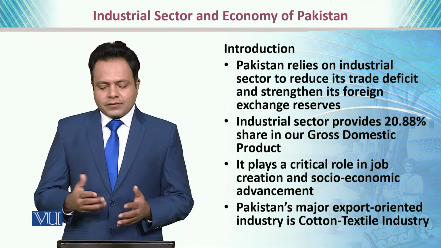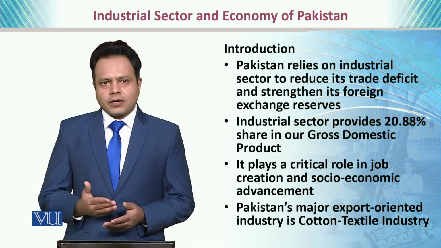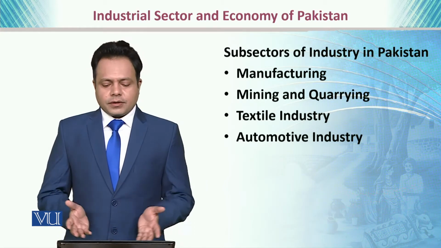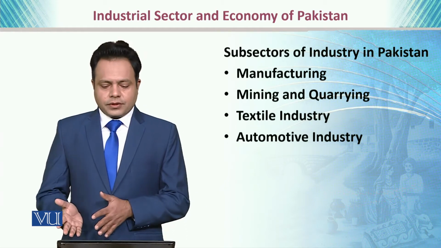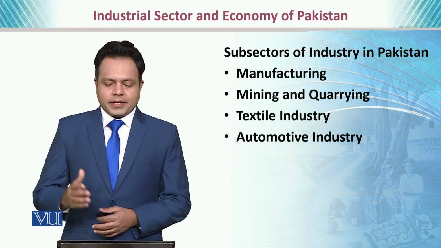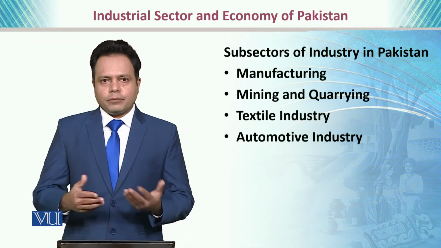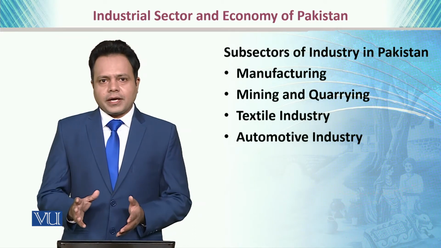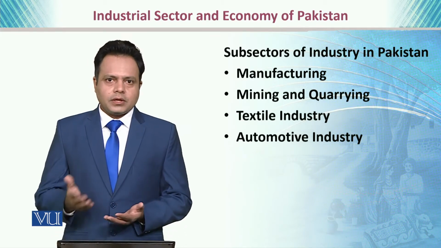Pakistan's major export-oriented industry relies on the cotton textile industry as well, and the major subsectors of the industry in Pakistan include the manufacturing industry, producing from the raw material that comes through agriculture, and then mining and quarrying, from where we find a lot of minerals, and by processing those minerals we can make different commodities which are also being exported to other countries.